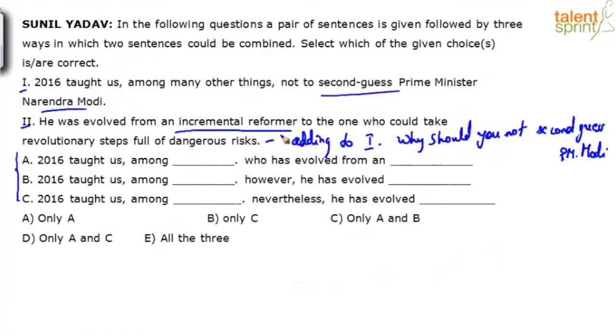So having said that, if you look at options B and C, you have however and nevertheless. Why do I need those contrasting words? Nevertheless means in spite of. In fact, it's a synonym to however. So, 2016 taught us, among many other things, not to second guess Prime Minister Narendra Modi, who has evolved. If I have to replace, the relative pronoun who would be the right option. Who has evolved from an incremental reformer to the one who could take revolutionary steps full of dangerous risks. Only option A, I mean, this is the logic that I can come up with. There's no need for however and nevertheless, because there is nothing contradicting or separating these two sentences.